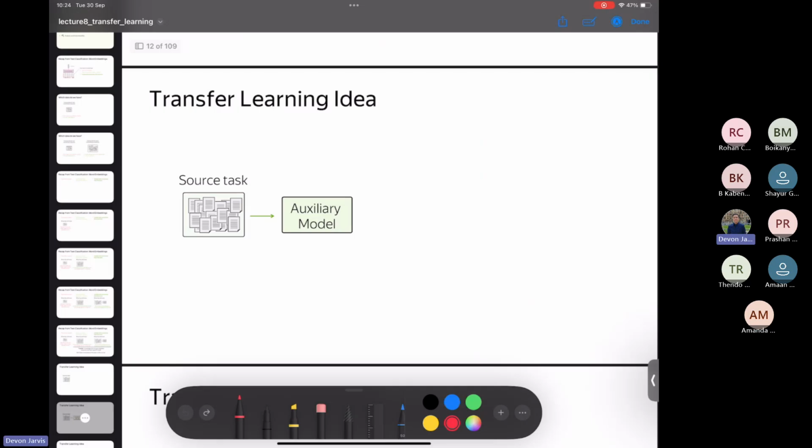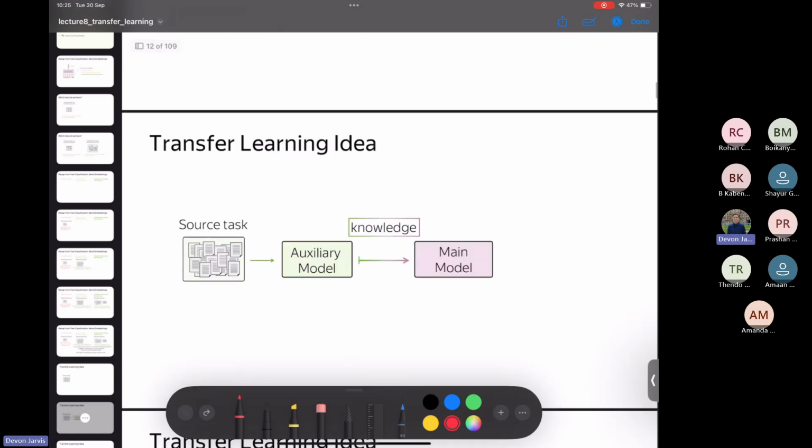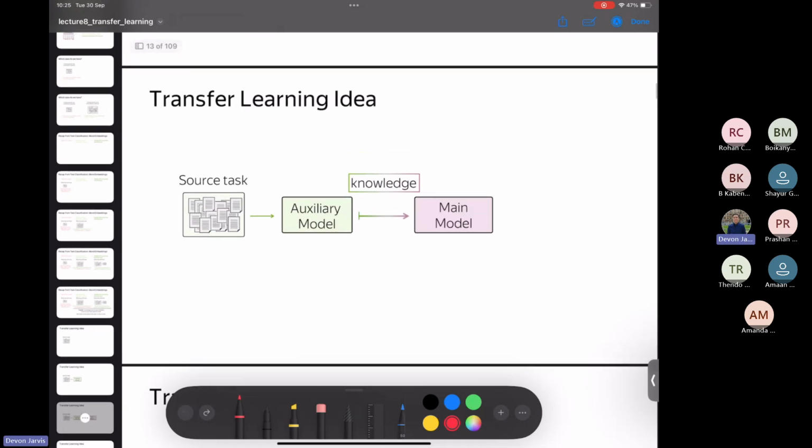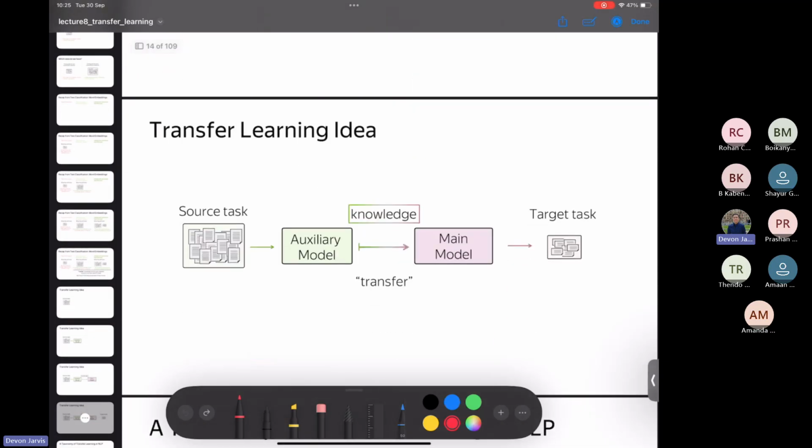Okay, so you're going to take your source task, you're going to pass it in through an auxiliary model. The auxiliary model in one case is a Word2Vec. And then you're just going to take that knowledge, and in this case, knowledge is the parameters of your embedding layer, it's the parameters of a neural network, or some other representation that has been tuned by the data. You pass that into your downstream model, which is probably a transformer, and then you get an output target task off the top of it. All right. So this isn't a data flow pipeline. This is a training flow pipeline.